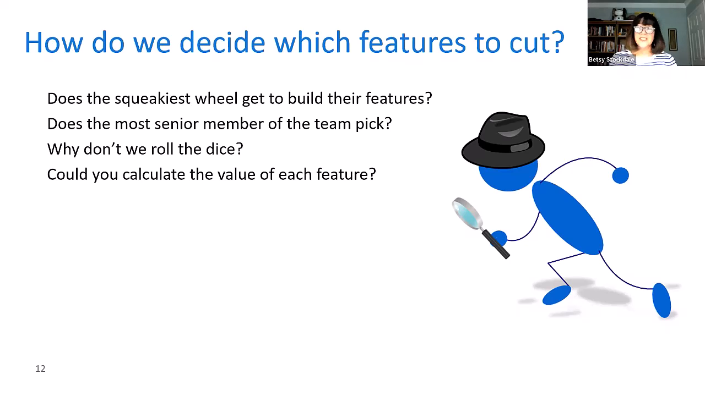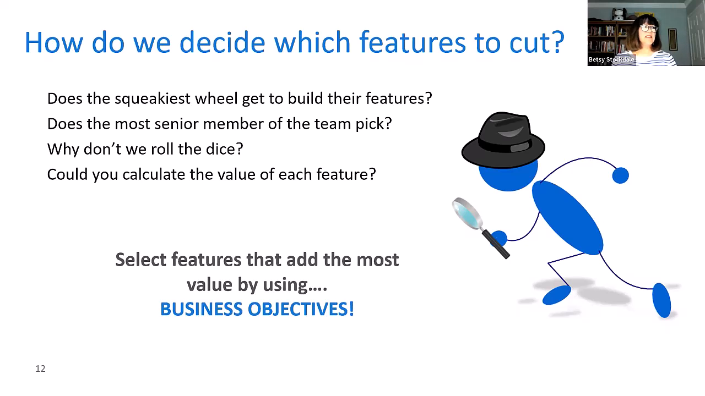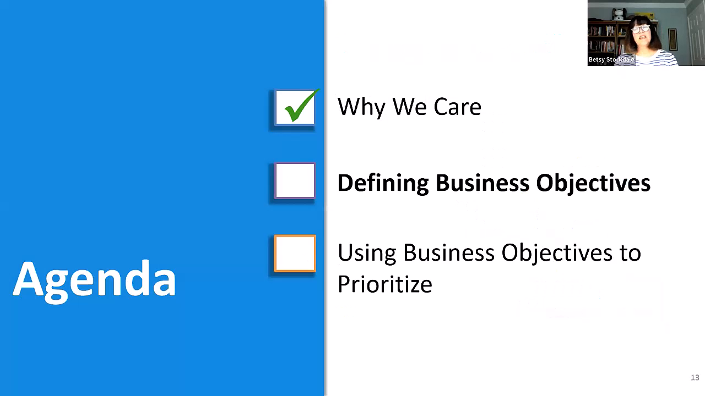There was no consideration as to whether or not it was something that was really valuable, whether or not it was something that was actually needed. It just had already been announced, and guess what IT now had to build, right? So it's probably not the best way. And what we recommend is that we actually select features that add the most value. And we do this by using business objectives. All right, so that's why we care.